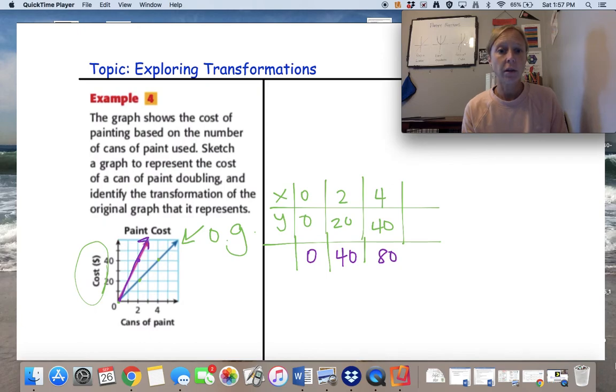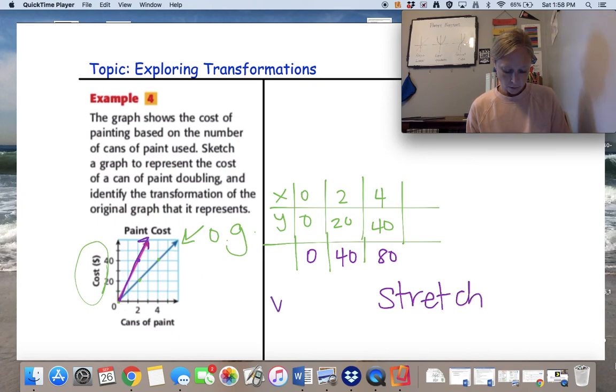There's one more question here. It says, identify the transformation of the original graph that it represents. So when we hear something doubling, when we're multiplying, that is a stretch. And we stretched it on the y-axis, so it's a vertical stretch. When you name your transformations, you always have to say what transformation and what direction. We also want to say how much. What number did we multiply it by? 2. A vertical stretch of 2.